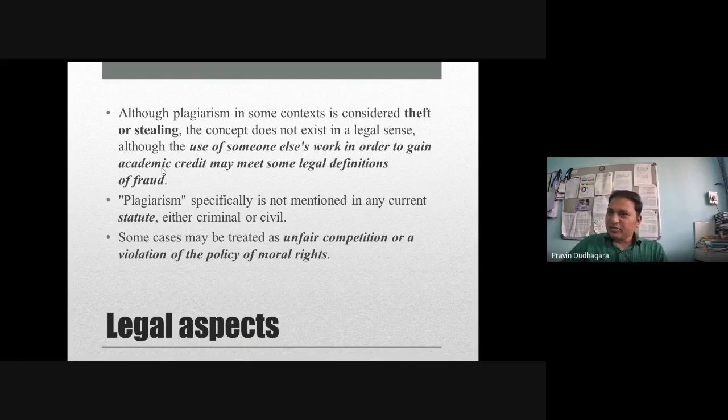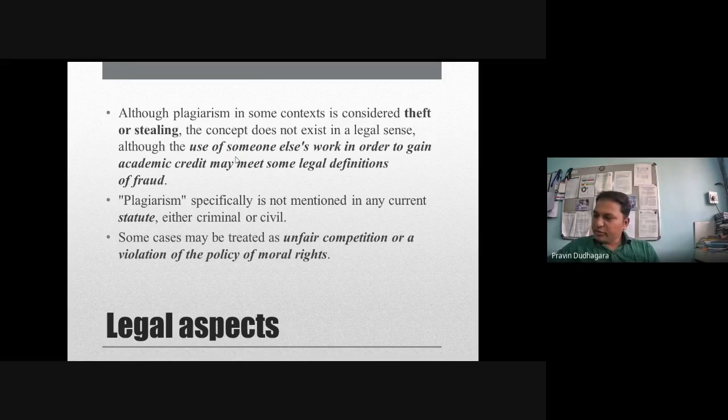Although plagiarism in some contexts is considered theft or stealing, the concept does not exist in the legal sense. Although the use of someone else's work to gain academic credit or academic promotion may meet the legal definition of fraud. Plagiarism specifically is not mentioned in any current statute, either criminal or civil, but some cases may be treated as unfair competition or a violation of moral rights.